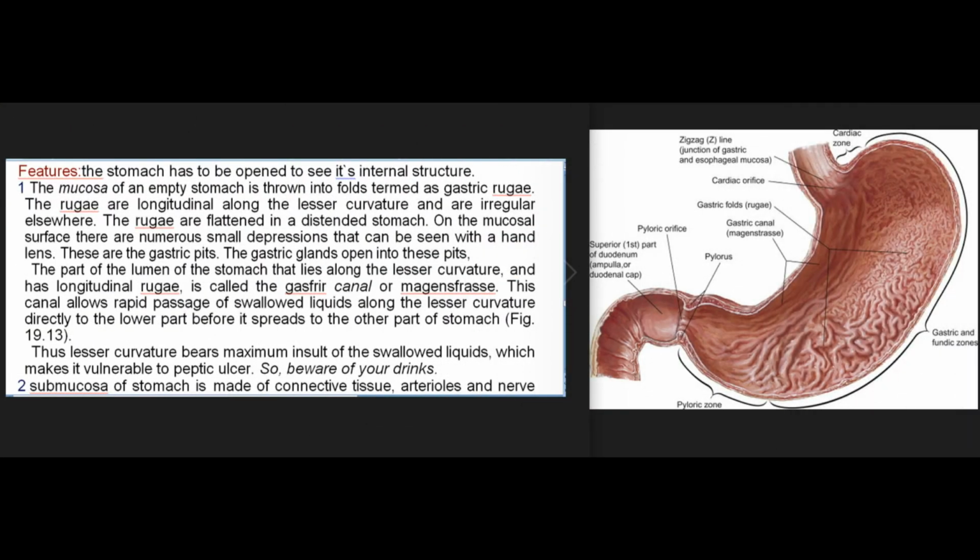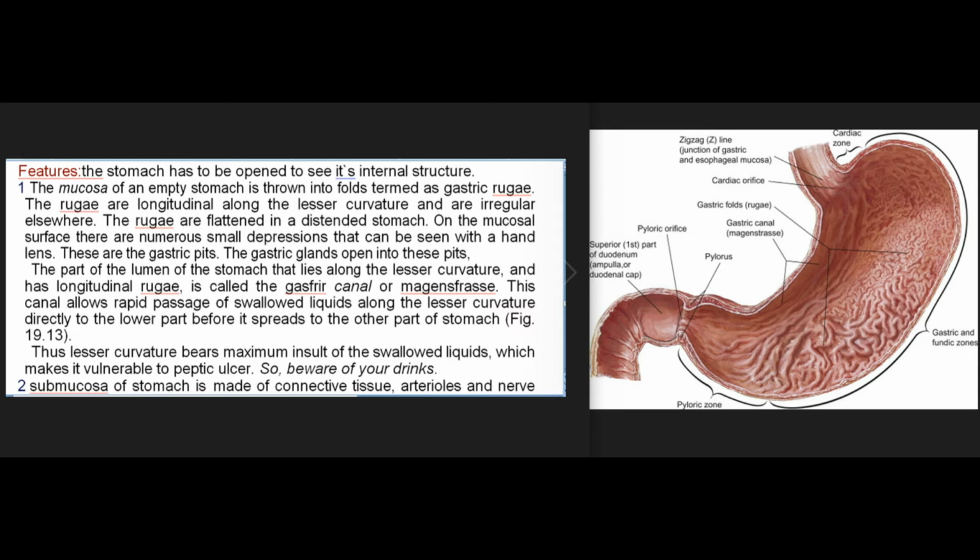Features. The stomach has to be opened to see its internal structure. 1. The mucosa of an empty stomach is thrown into folds termed gastric rugae. The rugae are longitudinal along the lesser curvature and are irregular elsewhere. The rugae are flattened in a distended stomach. On the mucosal surface there are numerous small depressions that can be seen with a hand lens. These are the gastric pits. The gastric glands open into these pits.